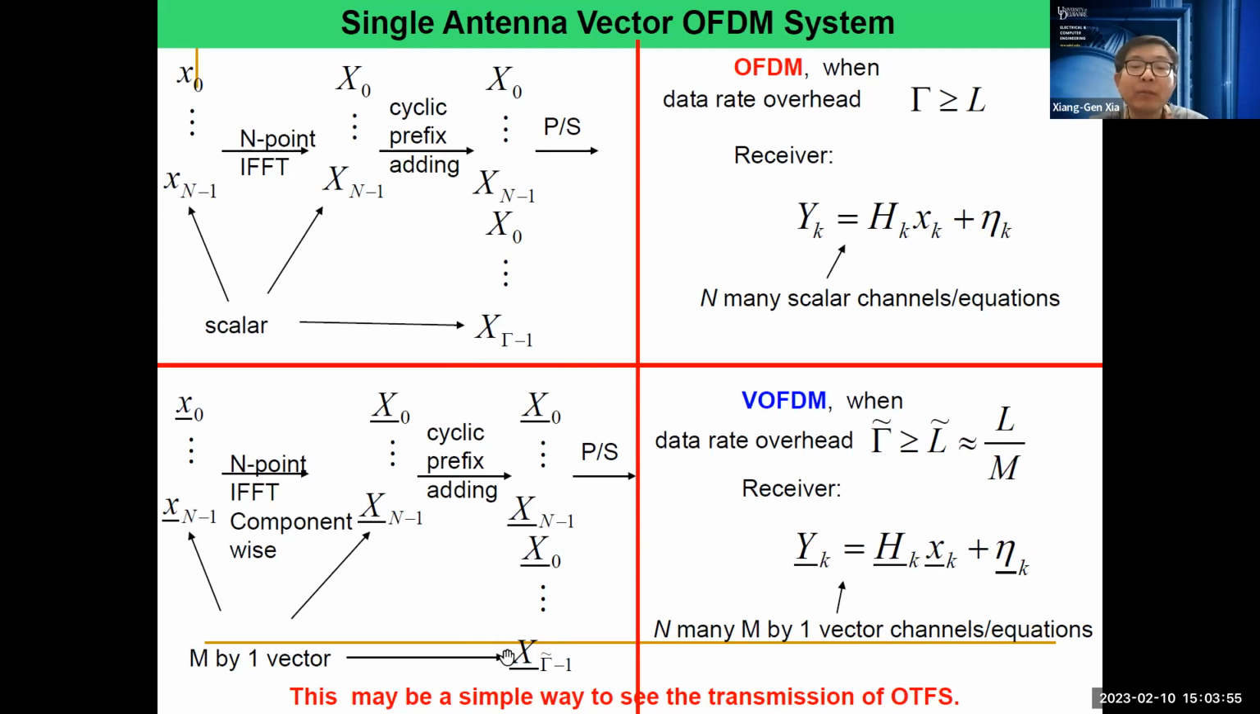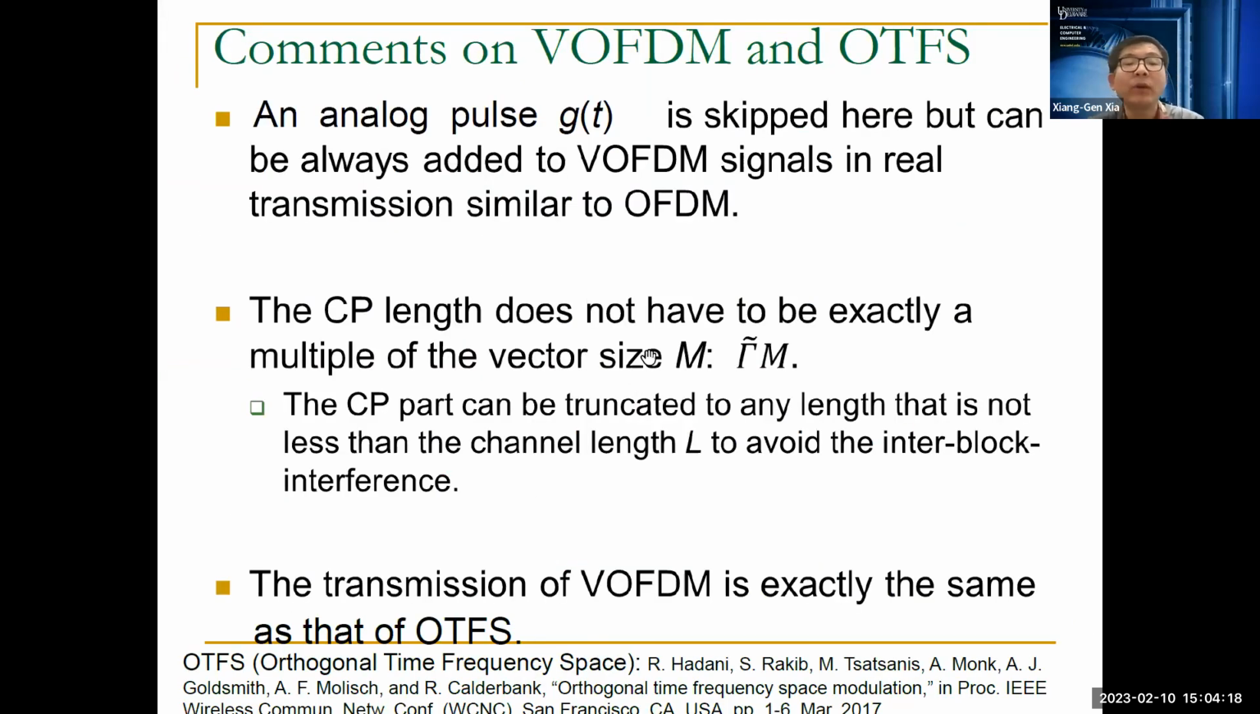And also the CP lines here do not have to be a multiple of vectors, okay? You convert these vectors to a sequence here. As long as this whole sequence is longer than capital L, you can truncate it. So this part does not have to be a multiple of the vector size. Okay, so that's what I want to say in the second bullet.